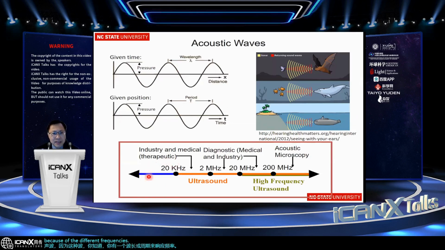Because of the different frequencies, acoustic waves can be divided into: below 20 kilohertz, that's the audible frequency range, and above 20 kilohertz, which we call ultrasound. There is some high frequency ultrasound even above 20 megahertz. Most of the ultrasound industry, domestic or underwater, is on the low side between 20 kilohertz and a few megahertz. Medical ultrasound is mostly around 2 to 20 megahertz, or a few above 20 megahertz. We utilize this as a diagnostic tool and a therapeutic tool, but not just us. We all know some animals take advantage of ultrasound as well.